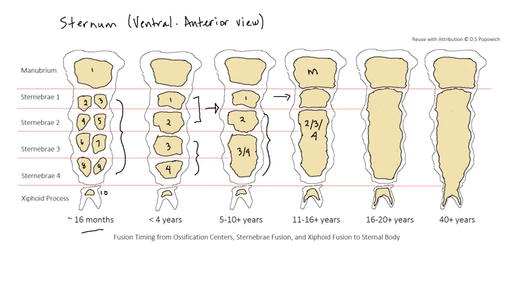By the time we get to 16 to 20 years of age, we now see that all of the sternebrae, they have fused. So sternebrae 1, 2, 3, and 4, they're fully fused by 16 to 20. We don't see fusion with the xiphoid process as of yet, and we don't see fusion with the manubrium.